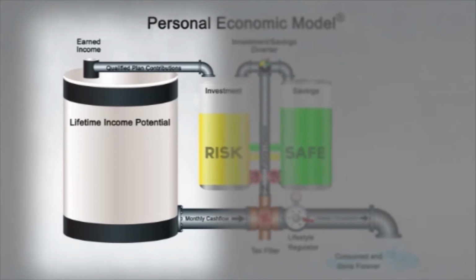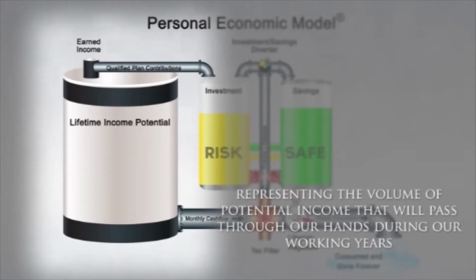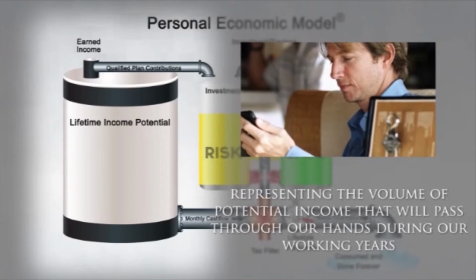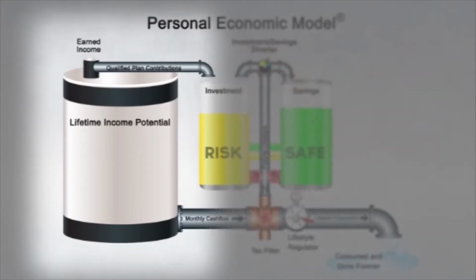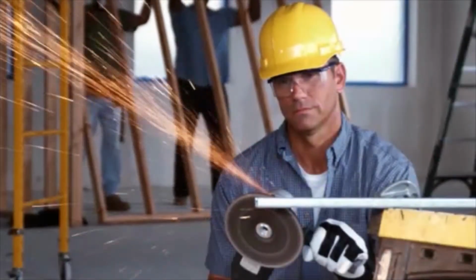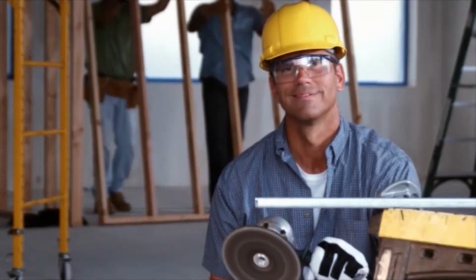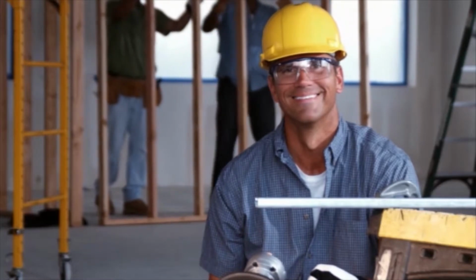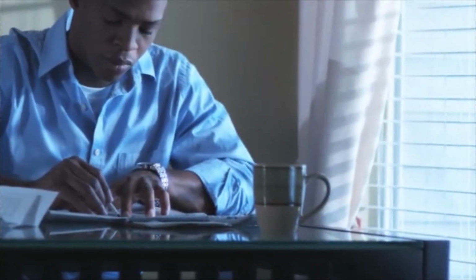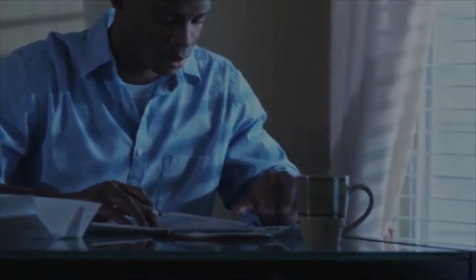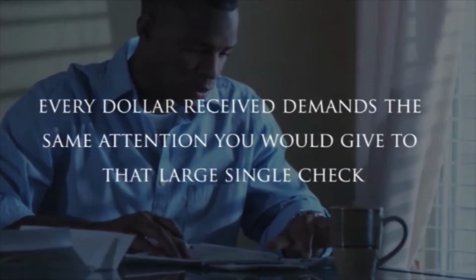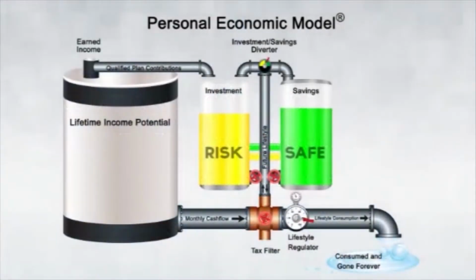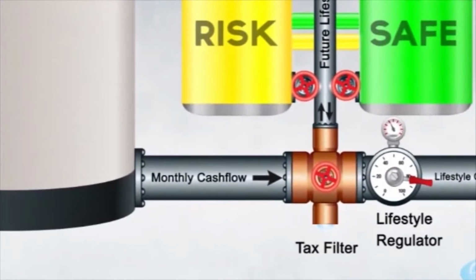This tank is larger than the other two, representing the volume of potential income that will pass through our hands during our working years, but our money does not actually reside in this tank. What if our lifetime income were delivered to us in a single check on our first day of work with no further opportunity to earn more? Would we look at that amount differently than we look at our current monthly income? Probably yes. However, every dollar received demands the same attention you would give to that large single check. Let's move on to see how our monthly cash flow moves through the rest of the model.